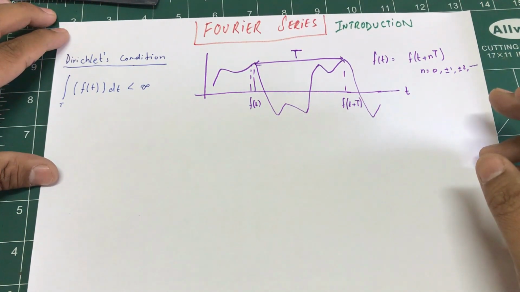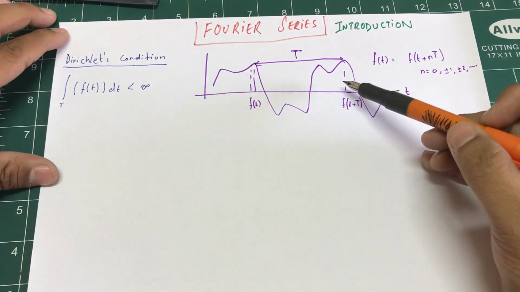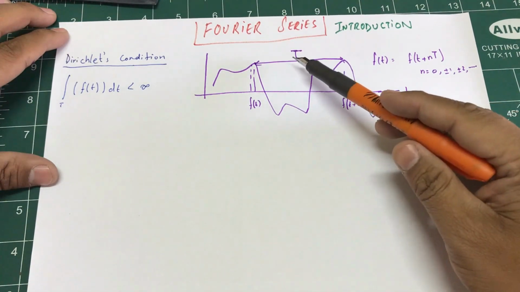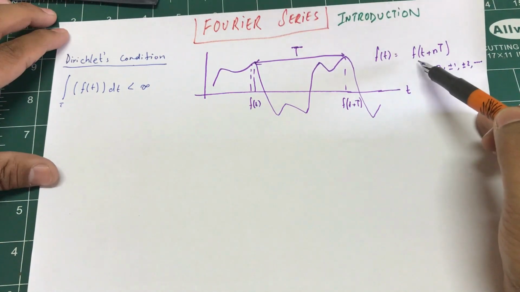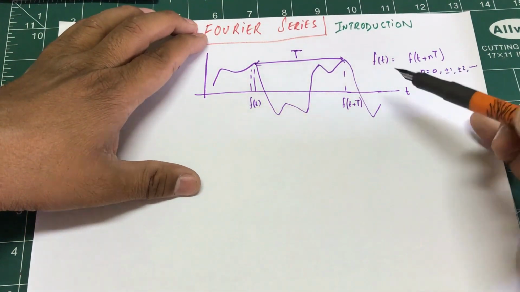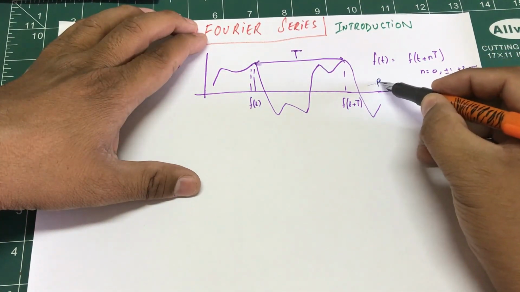into frequency components. So let's say I have a signal like this, the signal is repeating itself after some period. So T is the period. The signal is given as f of t, and after some period it is going to be f of t plus n times T. It's repeating itself after the period. So this is an example of a periodic signal.